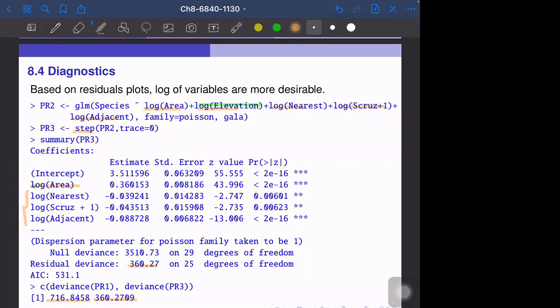But still, 360 on 25 degrees of freedom. The expectation of this residual deviance D should be 25 if this model is sufficient. But 360 is still very large. So probably this model is still not enough to explain the number of species.